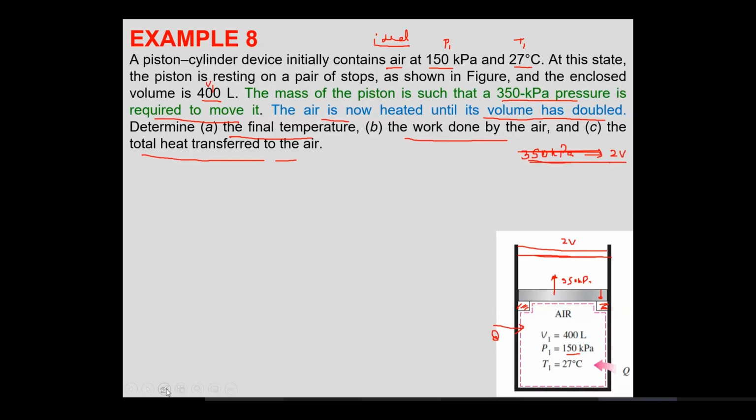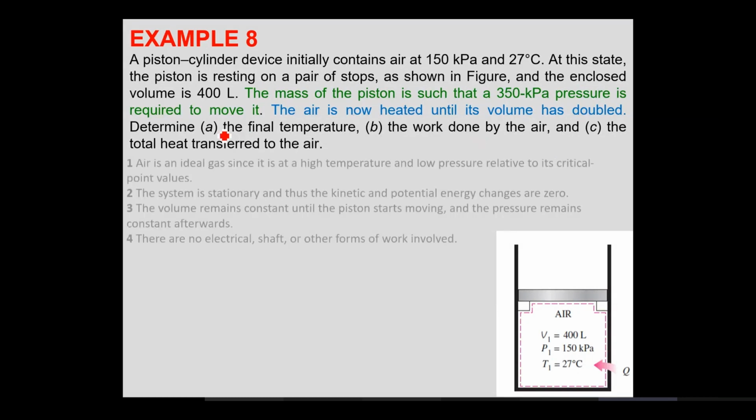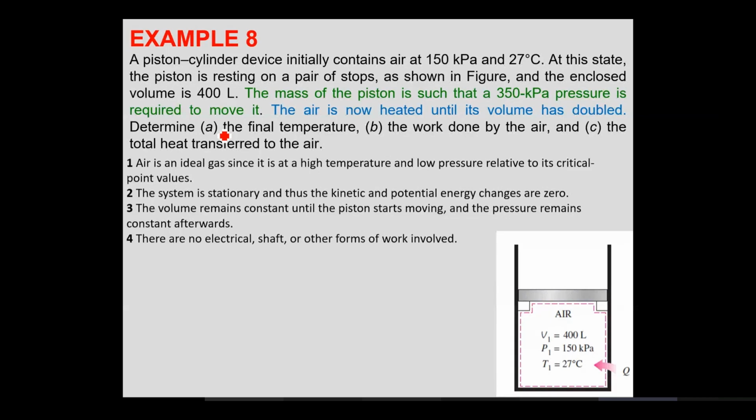Furthermore, I would assume again the system to be a stationary closed system. So if I have to determine the final temperature, these are a few of the assumptions related to this system. The assumption which is valid is that there is no electrical, shaft, or other forms of work involved in the process other than the movement of the boundary, Wb. There is no other work involved in the process.